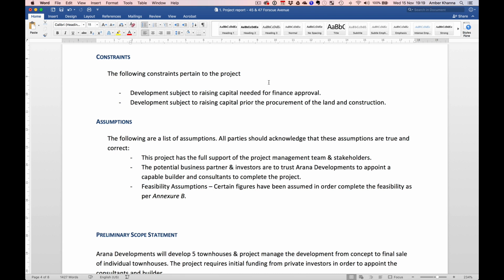Development subject to raising capital prior to procurement of the land and construction. Assumptions. The following are a list of assumptions. All parties should acknowledge that these assumptions are true and correct. This project has the full support of the project management team and stakeholders.